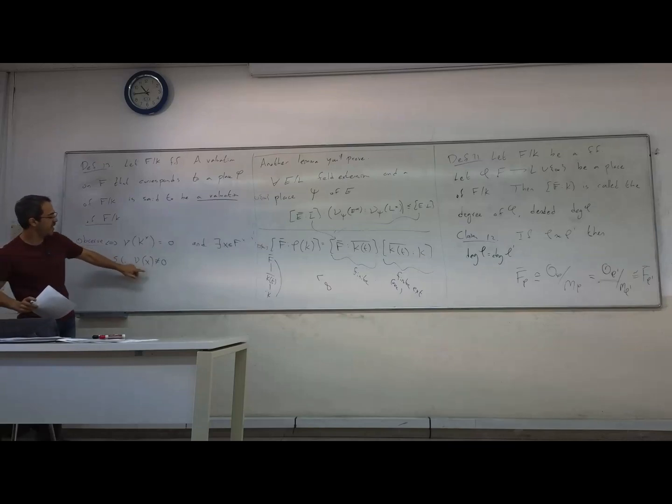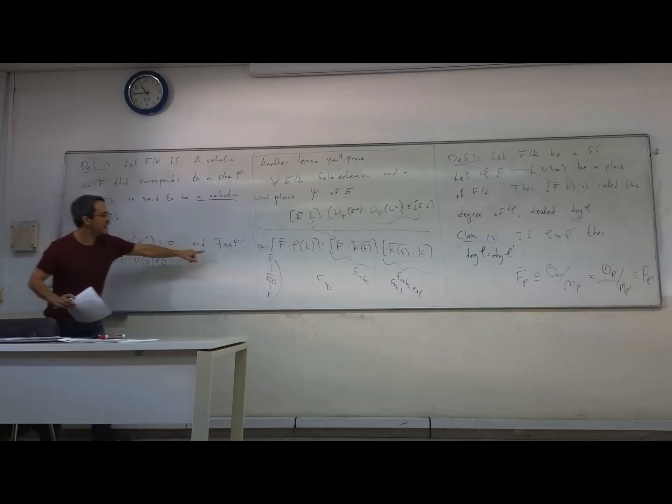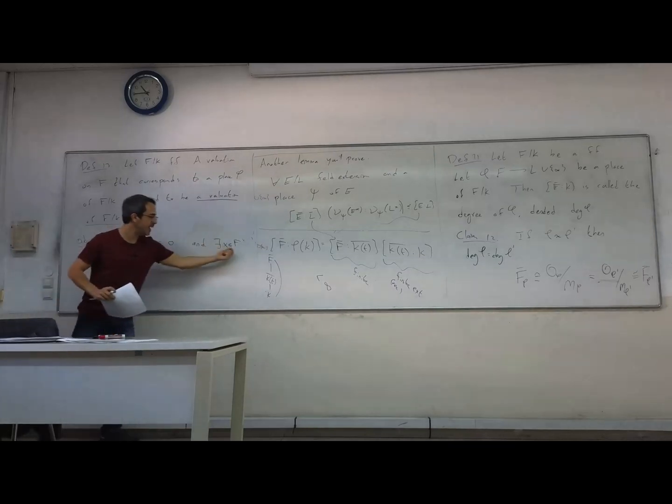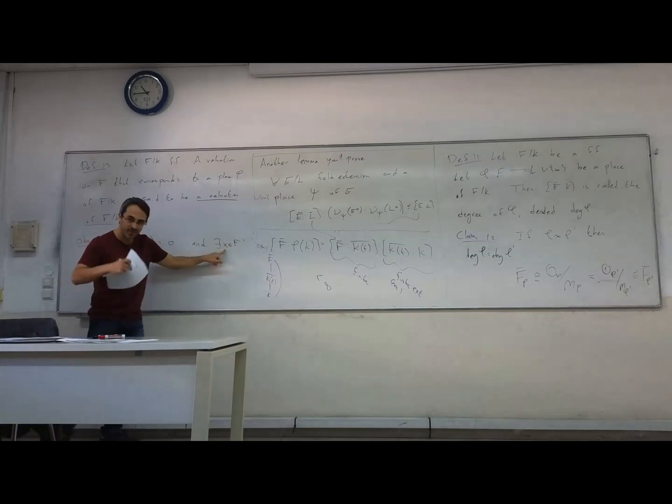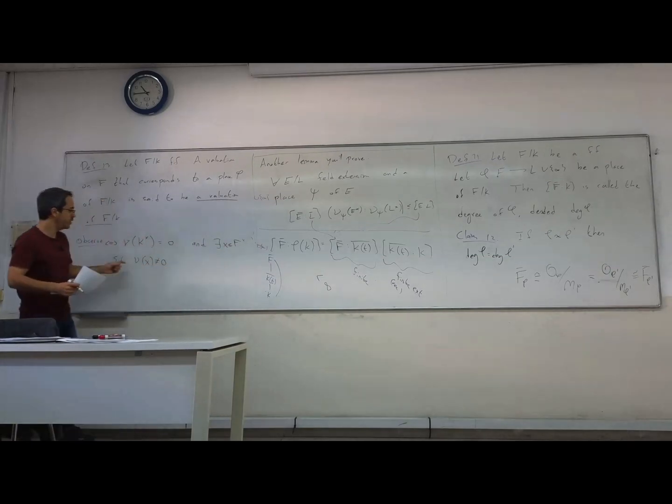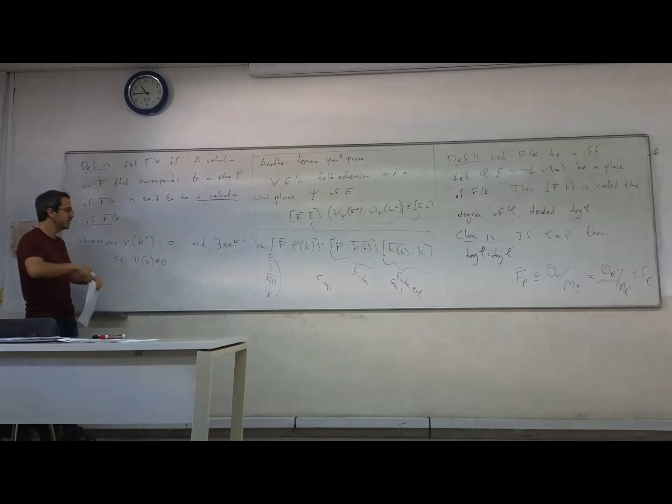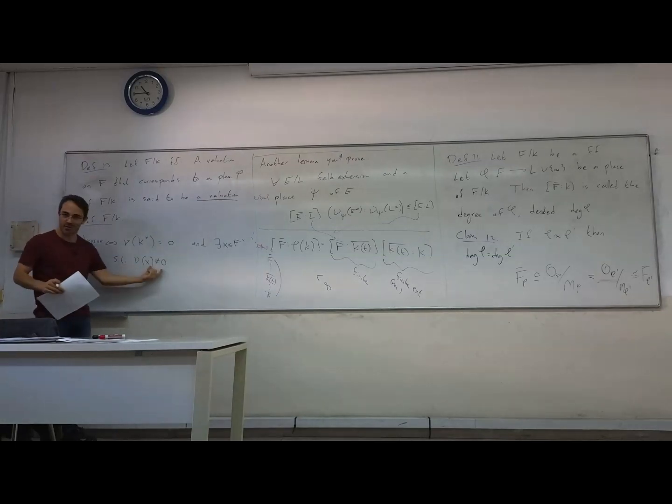Because this will guarantee, I mean, for the valuation to be non-trivial on F, it means that there is some element that goes to infinity. So the valuation is smaller than 0. But if there is someone like that, there is also someone that's strictly larger than 0, so you can just write it as an inequality.